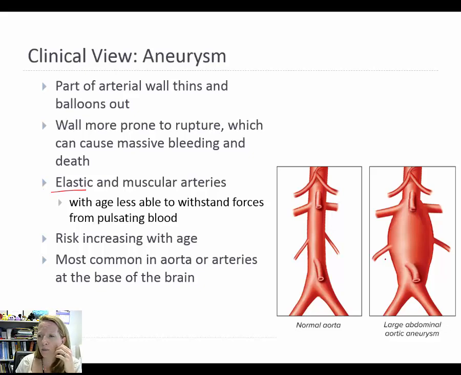It can cause massive bleeding, especially if you think about here in the aorta, it's going to be massive bleeding. But these can also occur in the arteries at the base of the brain. And when they rupture in the arteries at the base of the brain, that's whenever a stroke can occur. There's a couple of different types of strokes or cerebral vascular accidents, and one of them is from an aneurysm. And these can be repaired. It really just depends on the person's health and the extent of the aortic aneurysm, and if they can even find it.